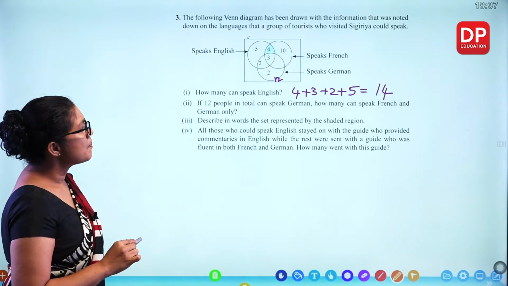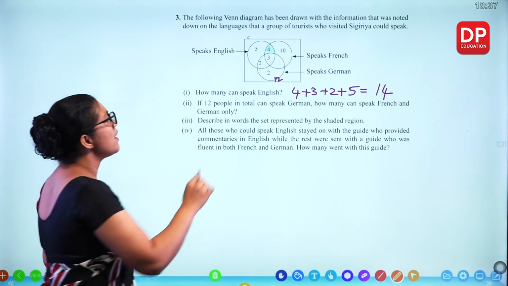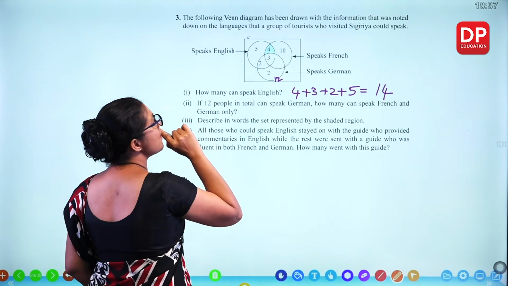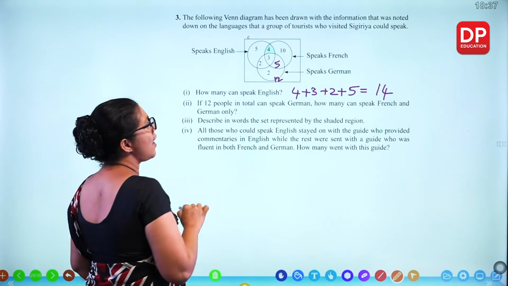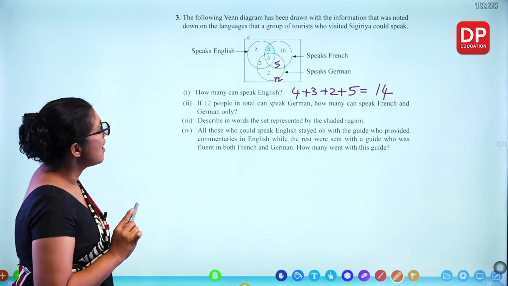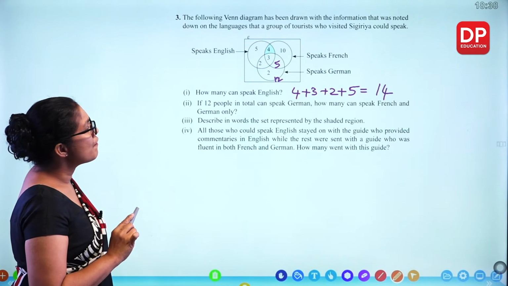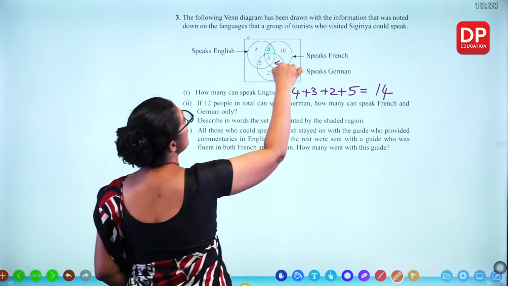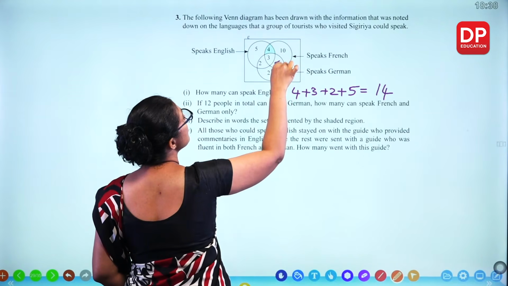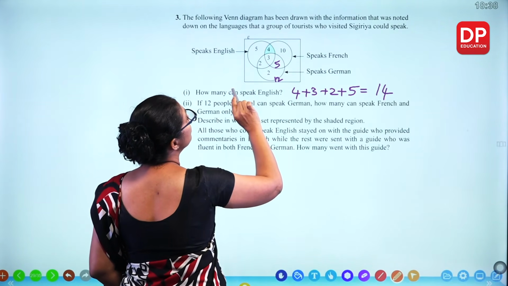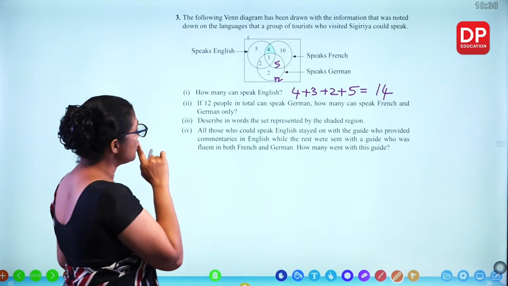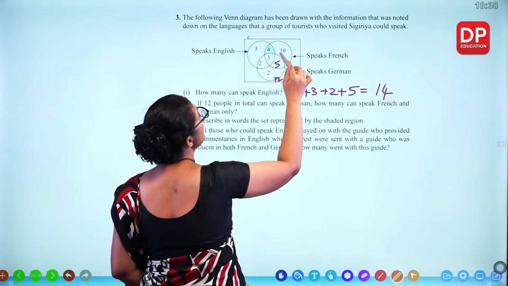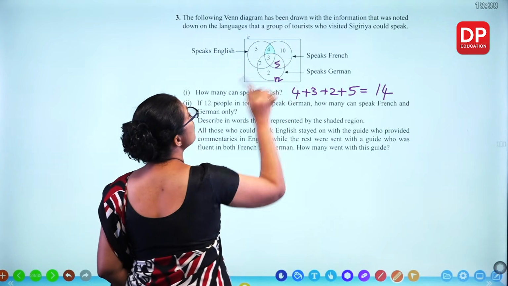How many can speak French and German only? So if this is 12, what is this part? 3 plus 2, 5. 5 plus 2, 7. 7 and this should be 5. Now they ask, how many can speak French and German only? French, this one, and German is this circle, only German. Here, which region? So, not English. So, 5.